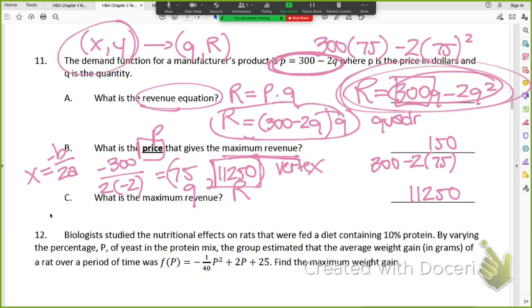5,000? Okay. So 50 was the vertex for form B. You would have plugged 50 into the price equation to find your answer. So that would have been 200 minus 2 times 50. So 100 would have been your answer for part B on Form B.